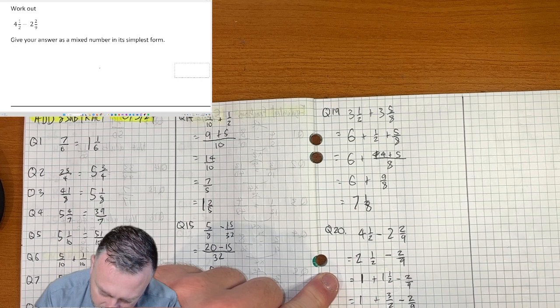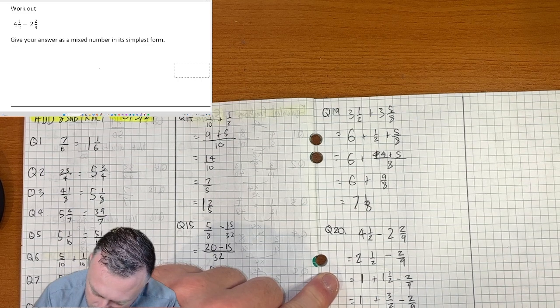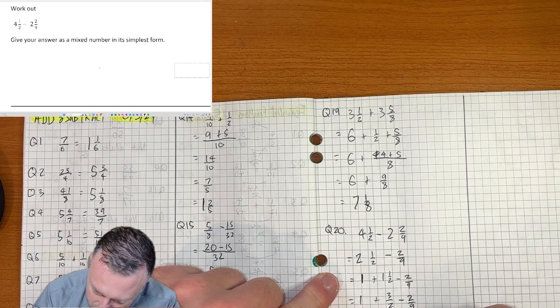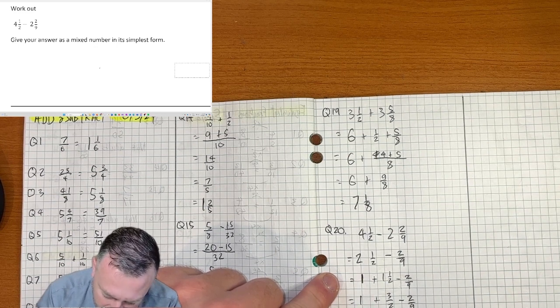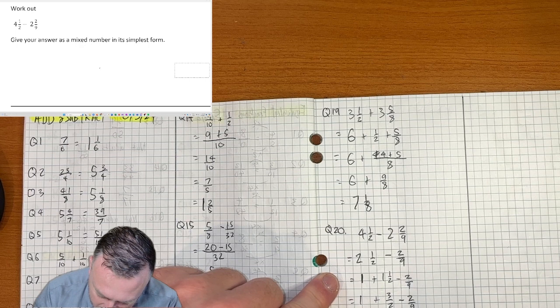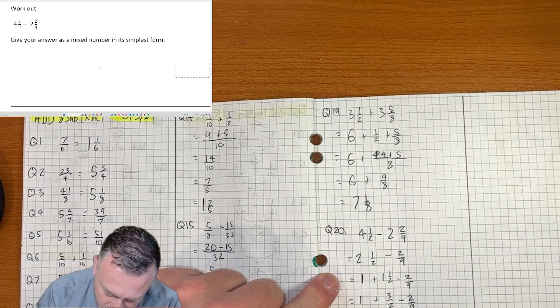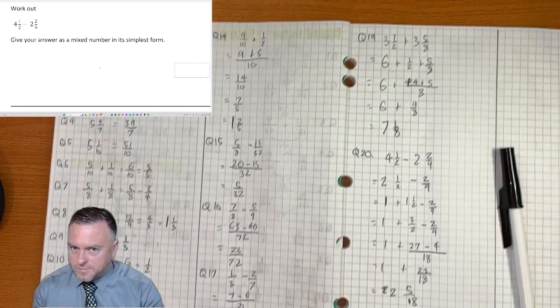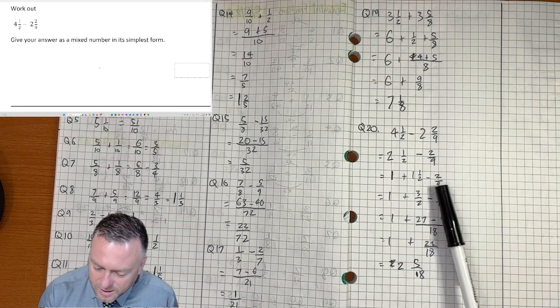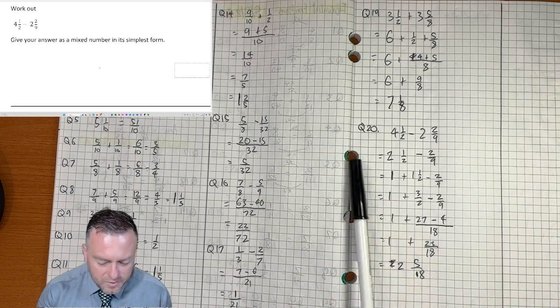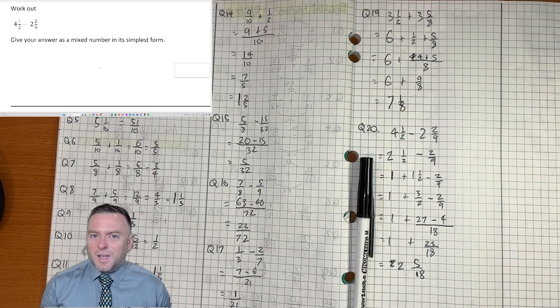So you have 27 minus 4. I didn't need to bring the 1 across, so that's all right. So it gives you 1 plus 23 on 18, which then gives you 2 and 5 over 18. Done. Cool. So you didn't need to bring the 1 across there. You could have just done the half, take away 2/9 and be done with it. That's up to you to judge and work out.